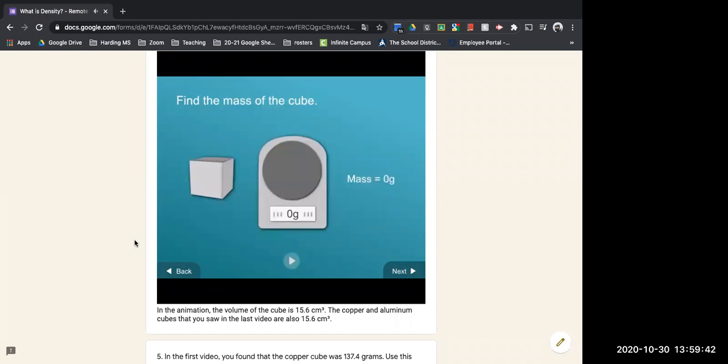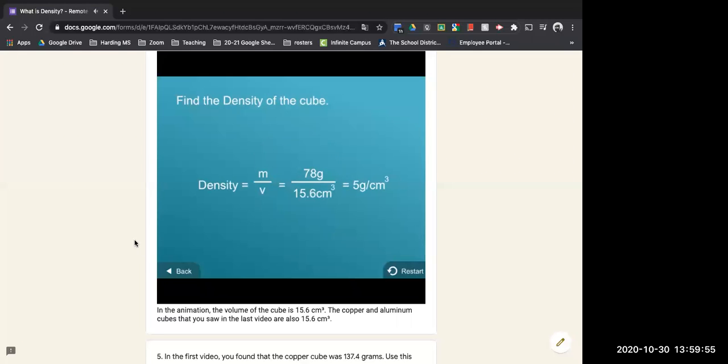Now that we have the volume, we need to determine the mass. To find the mass of the cube, we'll put the cube on the electronic balance. This cube has a mass of 78 grams. Now we can calculate the density. The density of the cube is m divided by v, mass divided by volume. The mass of the cube was 78 grams from the electronic balance, and the volume was 15.6 cubic centimeters. So the density of this cube is 5 grams per cubic centimeter.